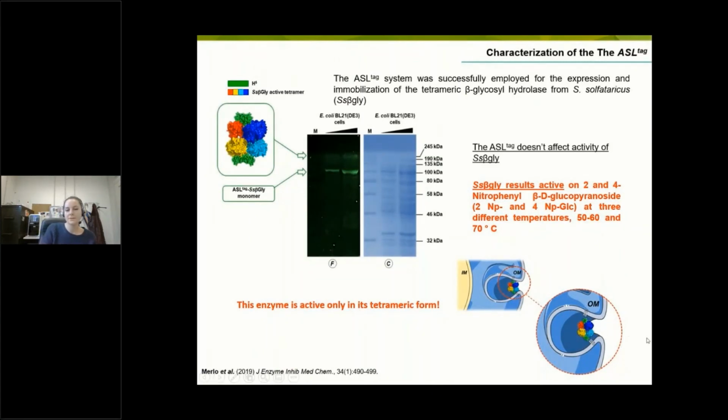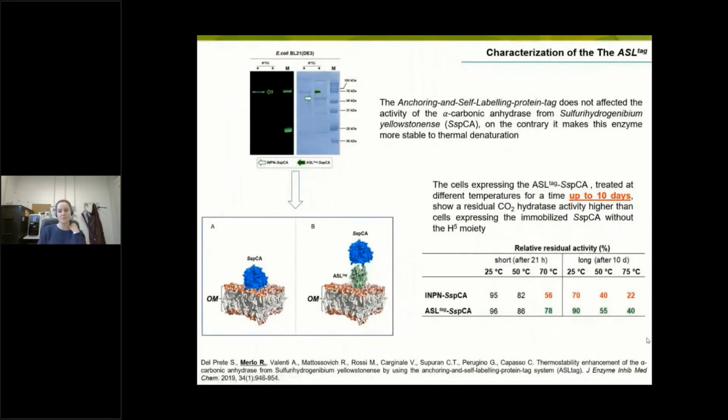And the other enzyme of interest we fused to the AGT is a thermostable carbonic anhydrase, which is the object of study of the Capasso group, which previously immobilized it directly using the INPN domain. But the presence of a thermostable tag between the INPN domain and the alpha carbonic anhydrase results in improved stability of this enzyme at high temperature, and also for a longer period of time. And this is illustrated by the residual activity after 10 days of incubation.